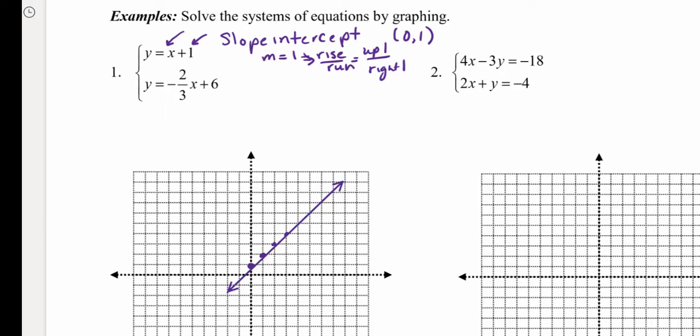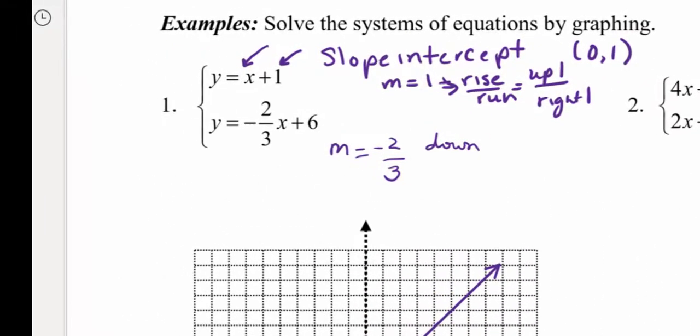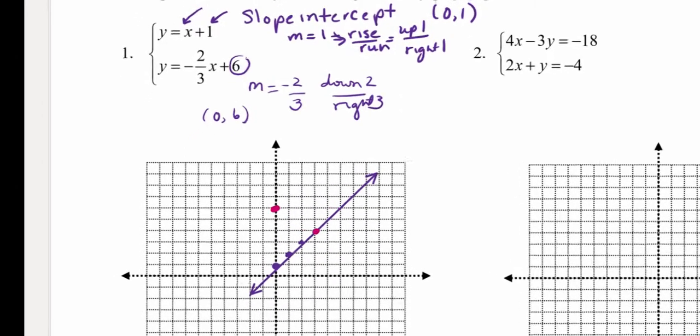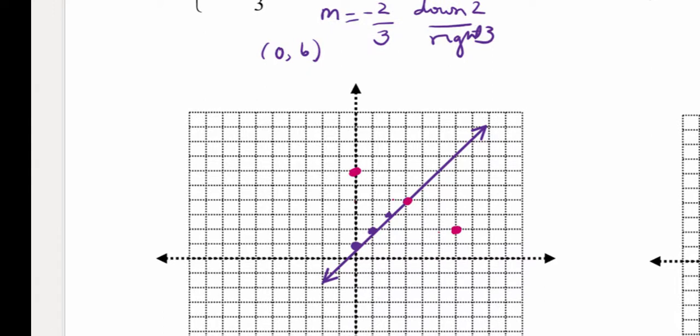And our second equation is also in slope-intercept form, and this time our slope is negative 2 over 3. So we're going to go down 2, right 3, and here's our y-intercept 0, 6. So let's make it a different color here. So we have here's 0, 6, and we're going to go down 2 and over 3. Now notice what just happened. This is kind of cool. So notice now that I've graphed both lines on the graph paper.